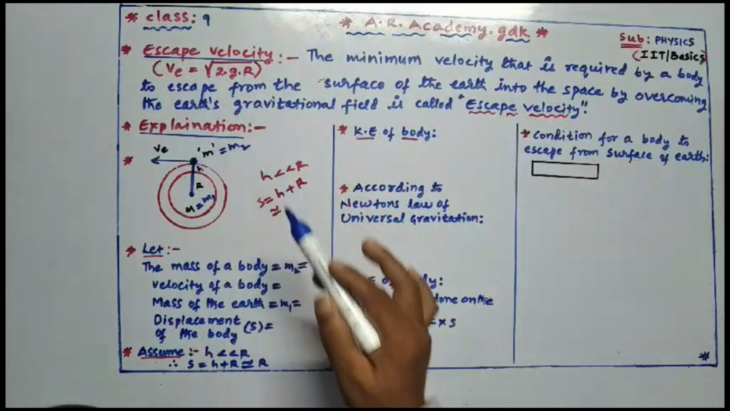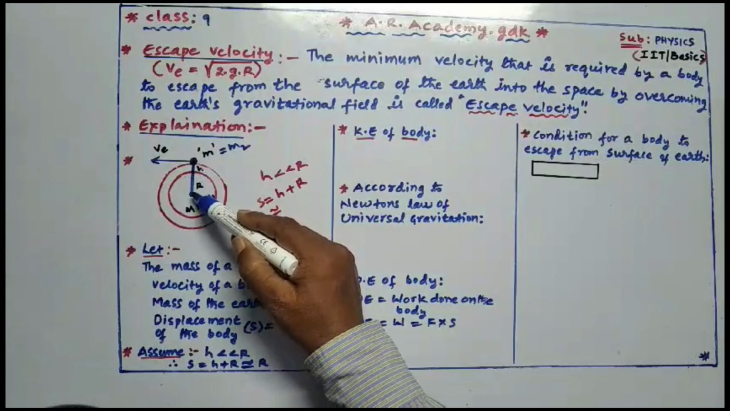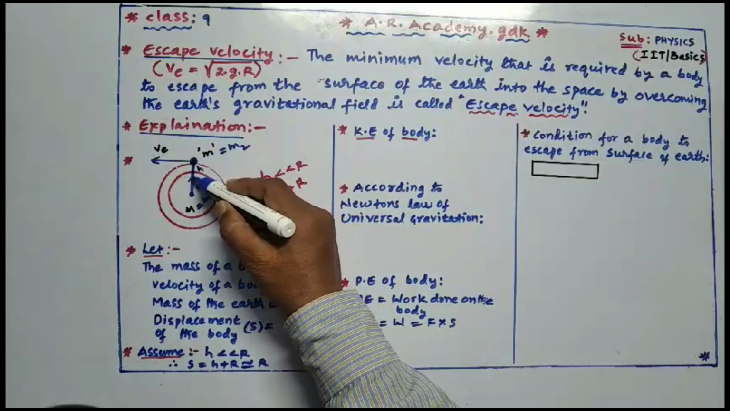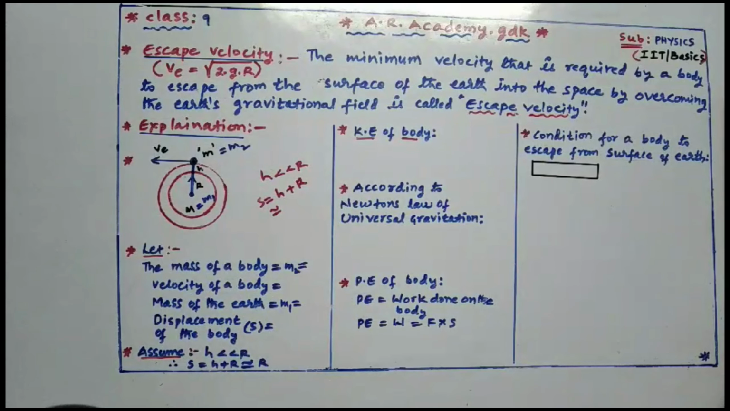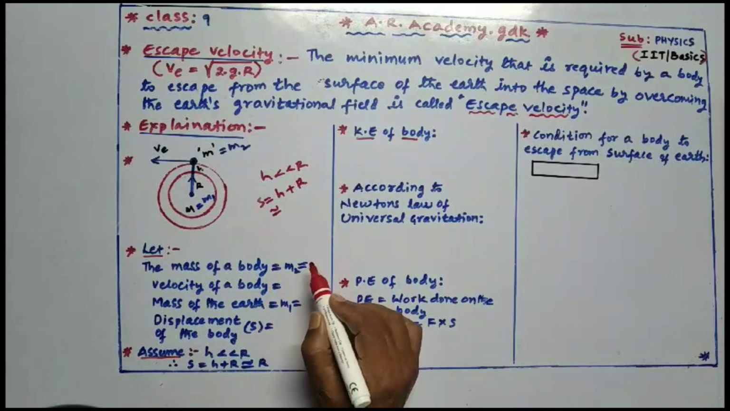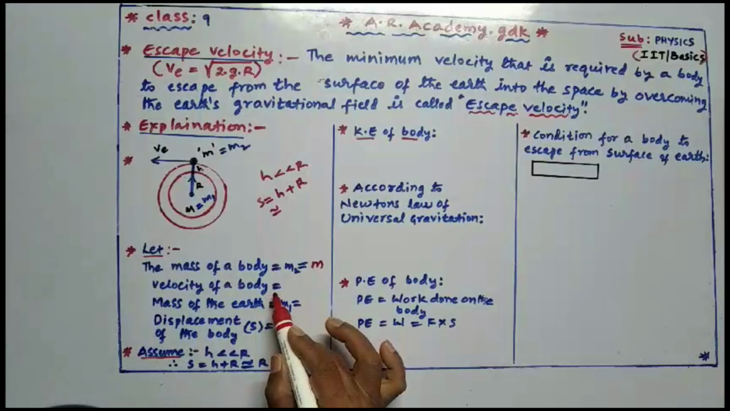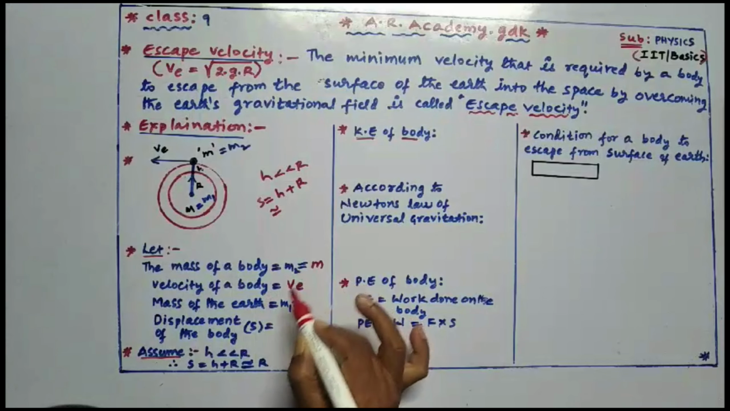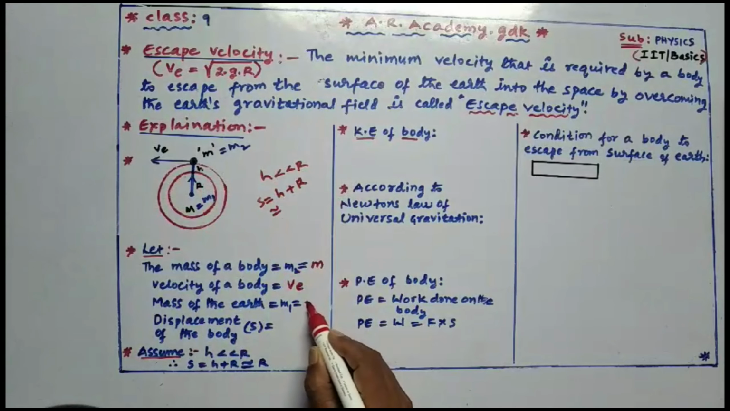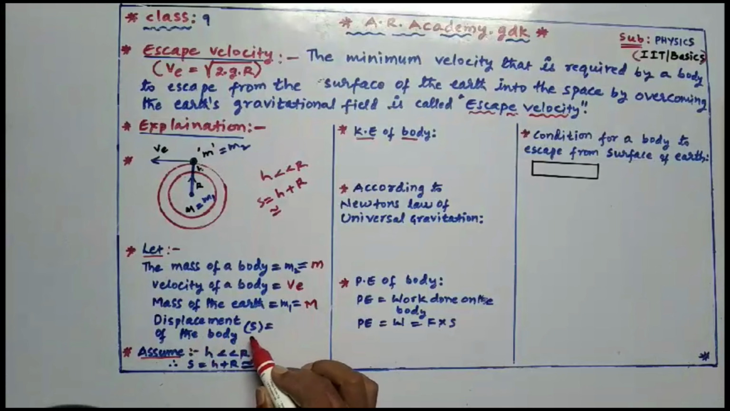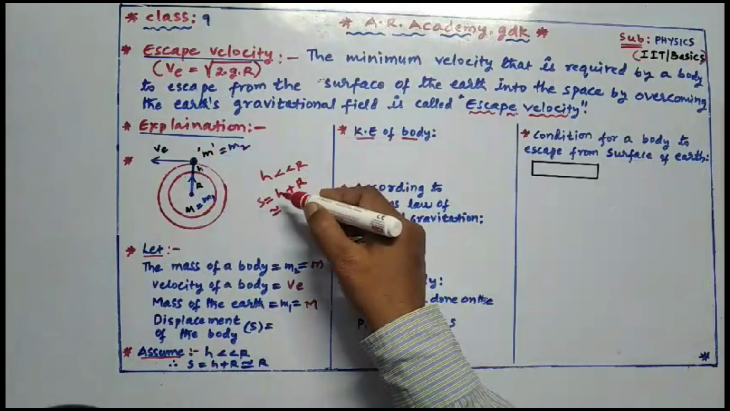Let us see the explanation. Assume this is the Earth and you are throwing the body upwards like this. This is the body, mass M. Let the mass of the body be M. The velocity of the body with which you are throwing is VE. And the mass of the Earth, assume capital M. And the displacement of the body, from here to here it is traveling, is R plus H or H plus R.